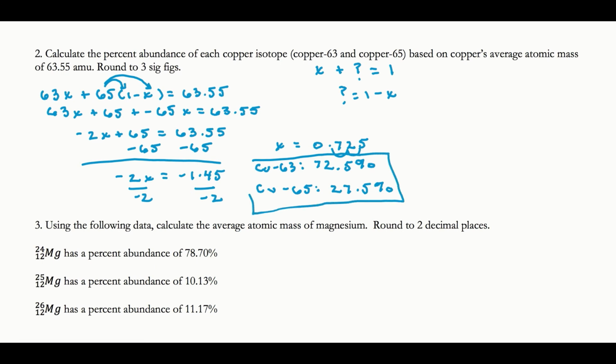Now, to double check yourself, super easy. You can always take 63, multiply it by its percent abundance as a decimal, so 0.725, and add to that 65 times its percent abundance, 0.275, and make sure that the average atomic mass is truly 63.55, right? Because that's how we do a weighted average. So actually find the weighted average of your 63 and 65 with the percent abundances that you just calculated, and make sure that it really is 63.55, and it is.